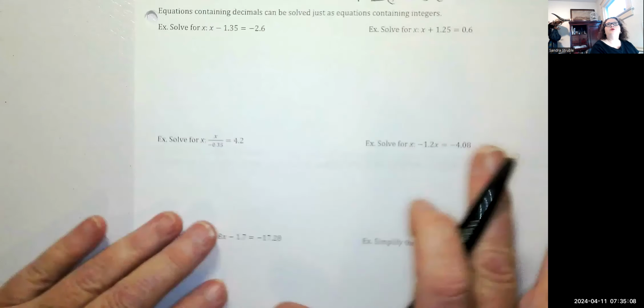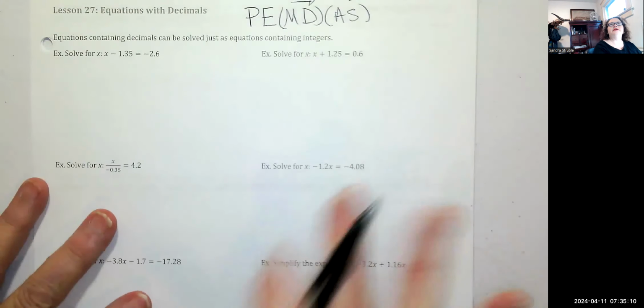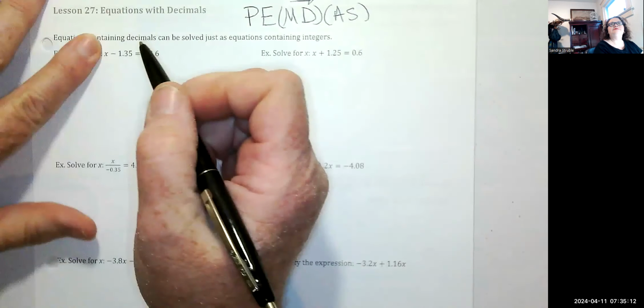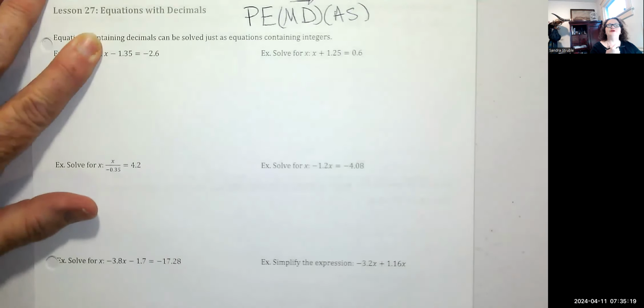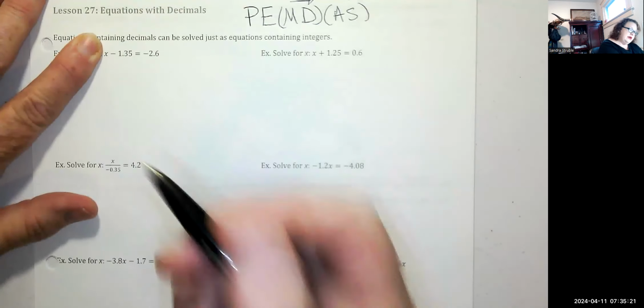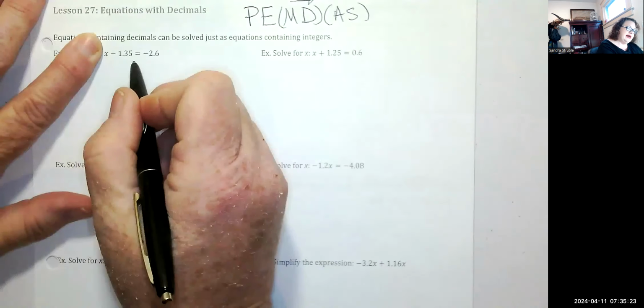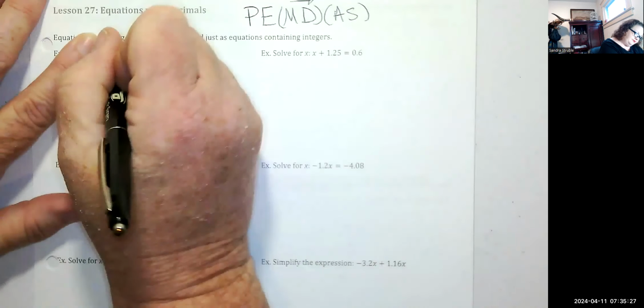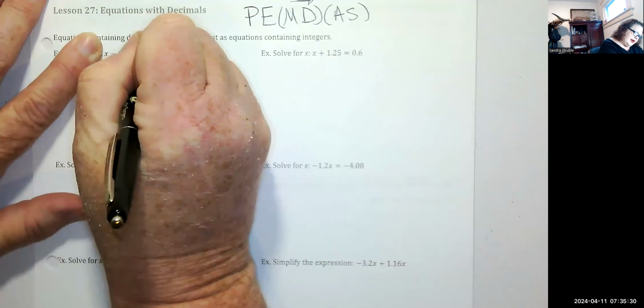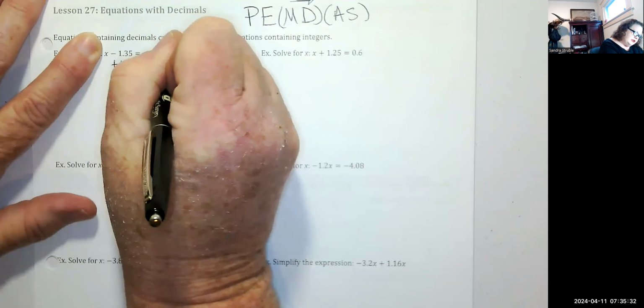Okay, so let's start with solving for x. This is x minus 1.35 is equal to negative 2.6. Solving for x, you have to ask yourself who's attached to x and how. That is 1.35 attached by subtraction. So we have to do the opposite of subtraction, which is addition. We're going to add 1.35 to both sides.